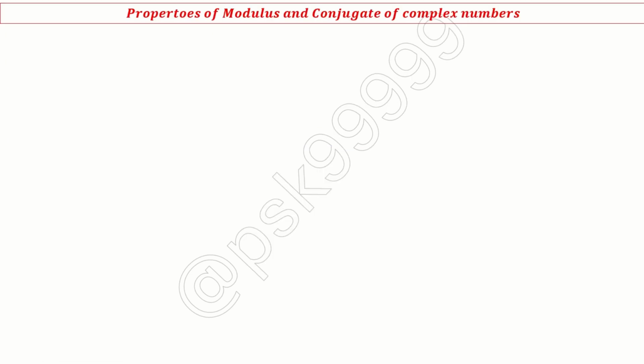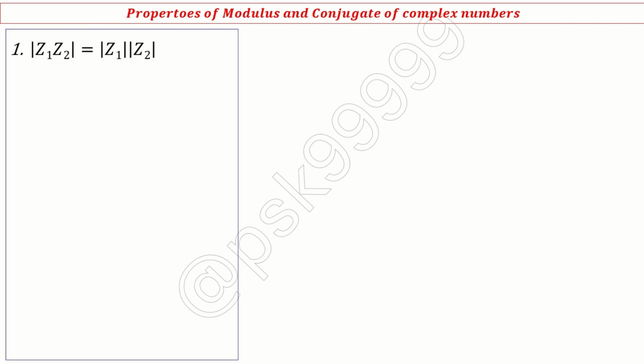Properties of modulus and conjugate of complex numbers. There are several properties or formulae we can derive using z and z bar. I'm just listing all of them here. Modulus of z1 z2 equals modulus of z1 times modulus of z2. Modulus of z1 by z2 equals modulus of z1 by modulus of z2, where z2 is not equal to 0. z into z bar equals modulus of z square.